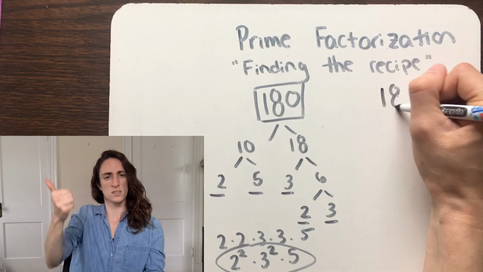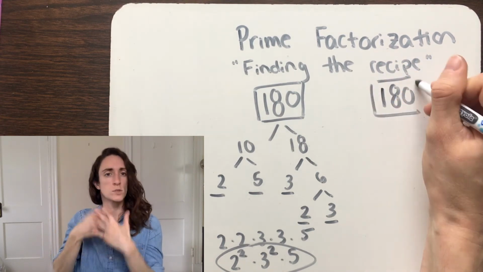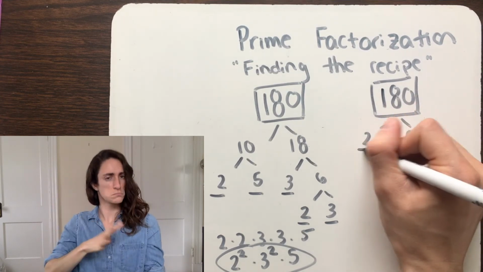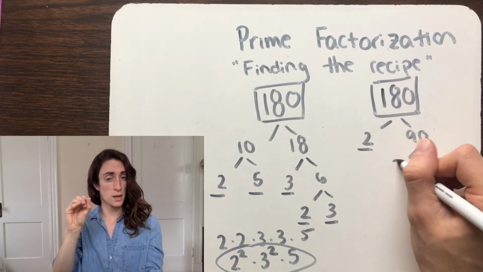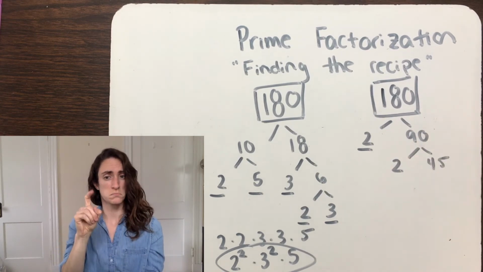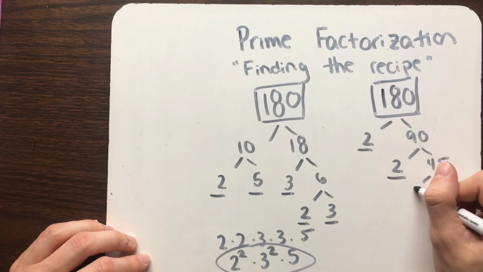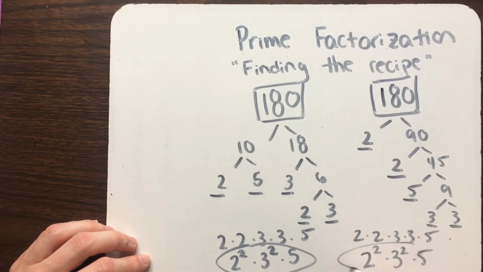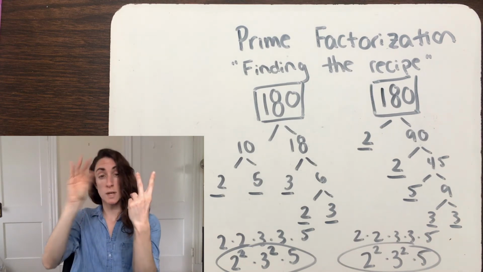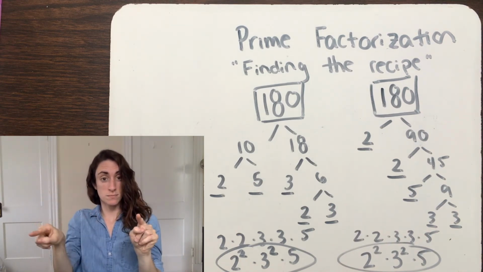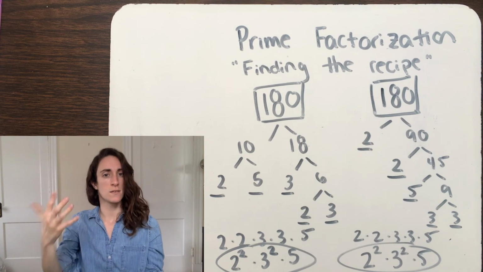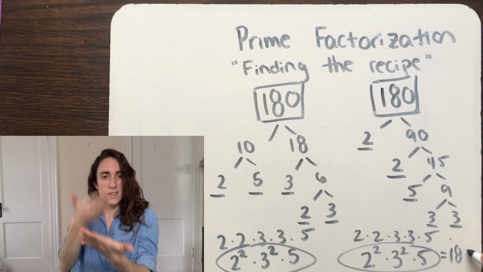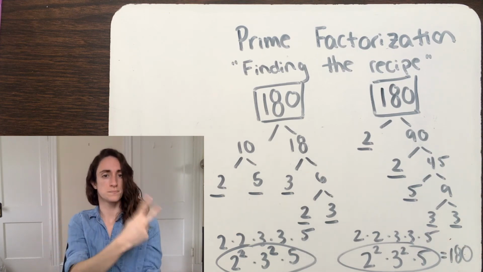Suppose someone else had a different approach for finding the prime factorization of 180. Suppose instead of starting with 10 and 18, they started with 2 and 90. This is fine, 2 times 90 is 180, but is this different approach going to lead to a different result? Let's see. As you can see, this approach led to the exact same result, 2 squared times 3 squared times 5. The takeaway here is that it doesn't matter what composite factors you break your number down into or in what order, you're always going to end up with the same prime building blocks.